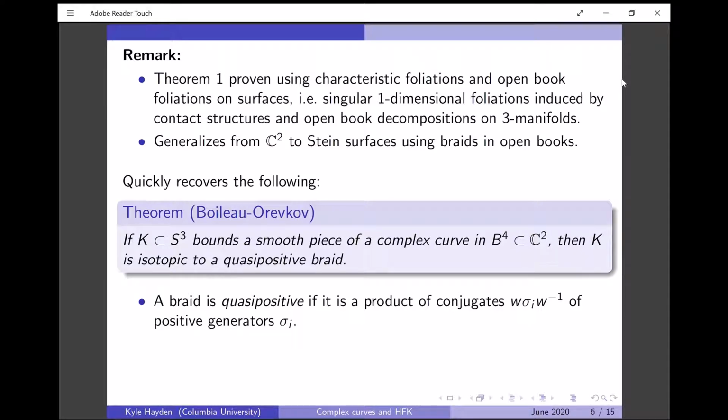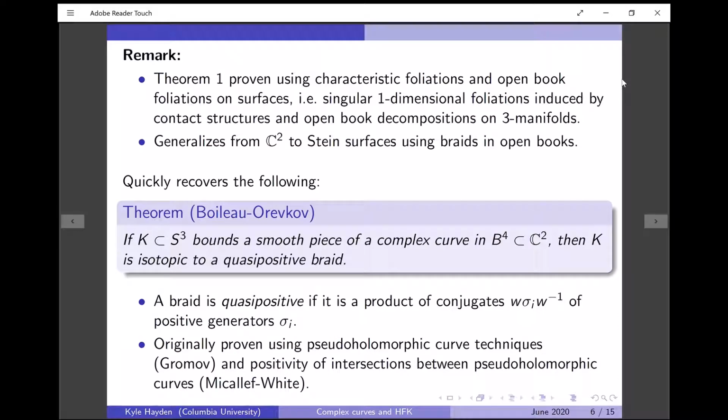Okay. And the original proof of this result due to Boileau and Orevkov uses the theory of pseudo-holomorphic curves due to Gromov, and in particular the positivity of intersections between pseudo-holomorphic curves due to Micallef and White. Whereas the proof that we give uses more elementary three-dimensional techniques.